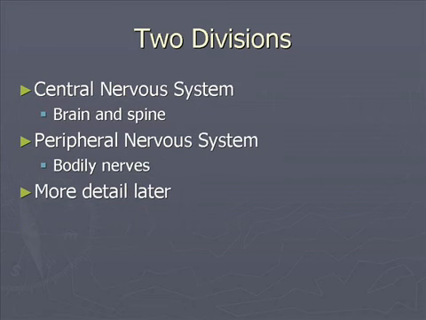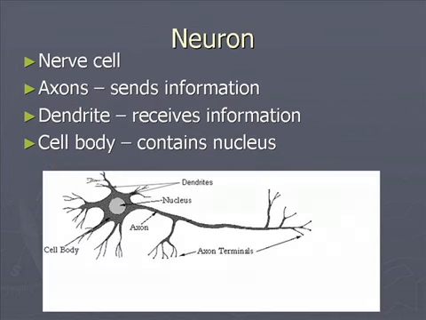Of course, there are two divisions of the nervous system. One is the central nervous system, which is made of your brain and your spinal cord. And then the other one is the peripheral nervous system, which is all your other bodily nerves that connect back to the brain and the spinal cord. But I've got a lecture on each of these later, so we're going to go into more detail as we get to those. This is a picture of a neuron.